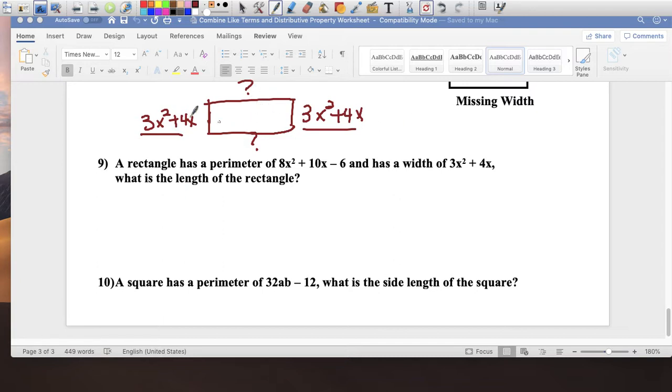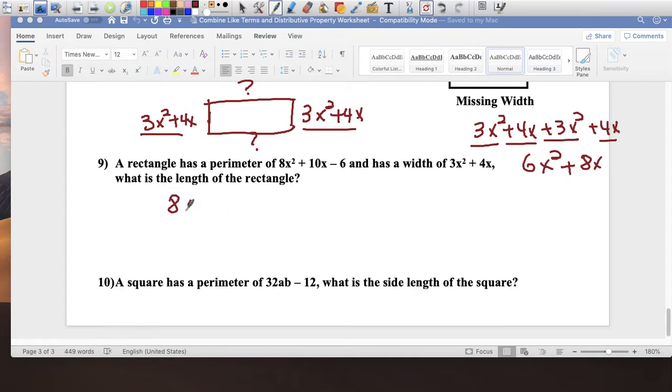So let's add these two. 3x squared plus 4x, plus the other side, which is exactly the same. So I can add these two, I get 6x squared. And then add the other two, I get 8x. So those two sides together is 6x squared plus 8x. So let's subtract that. I got 8x squared plus 10x minus 6, which is the total perimeter. I'm going to take this guy away. I'm going to take 6x squared away and plus 8x.